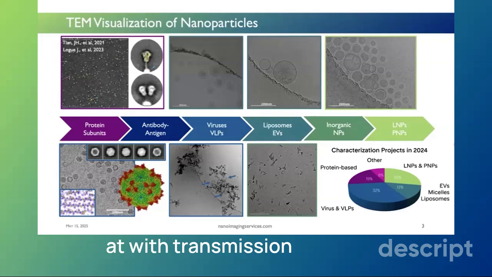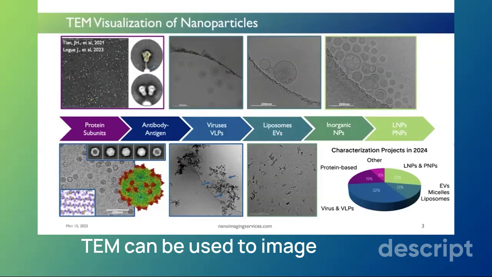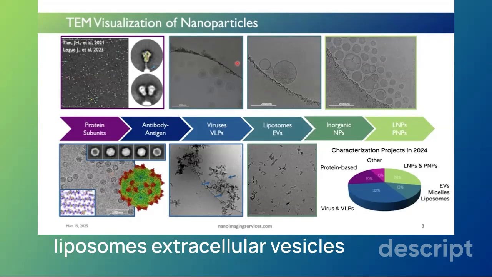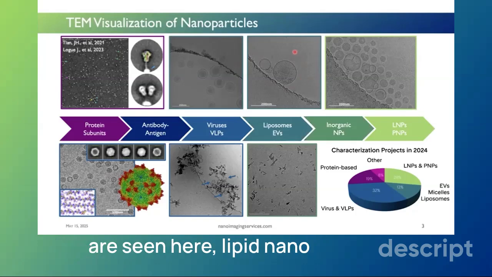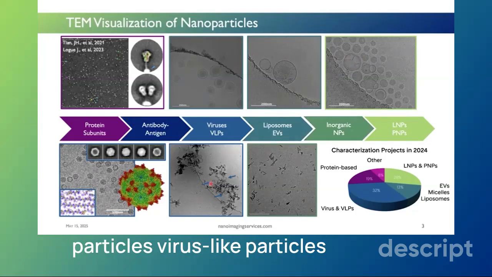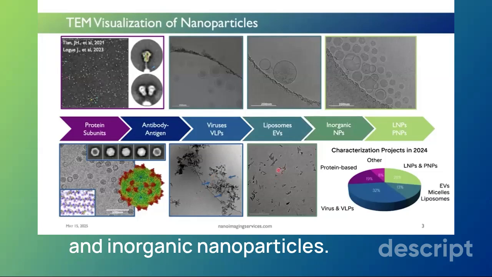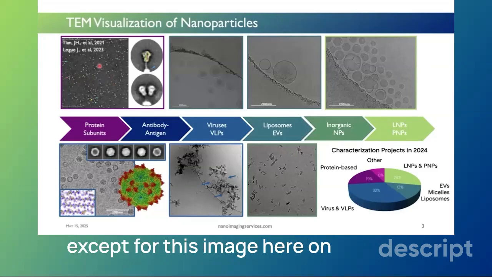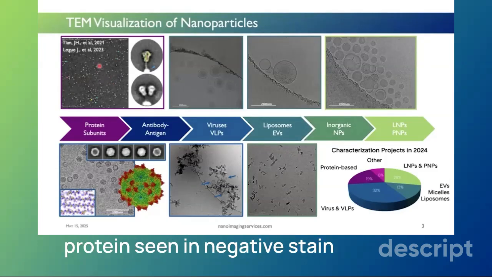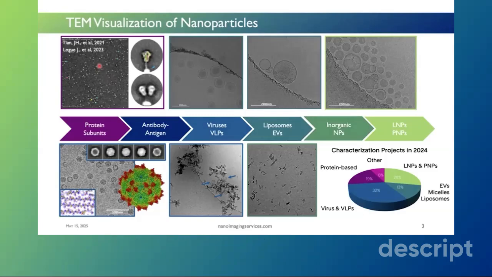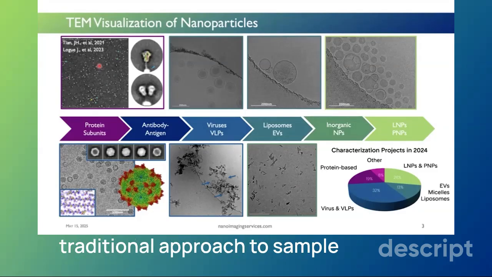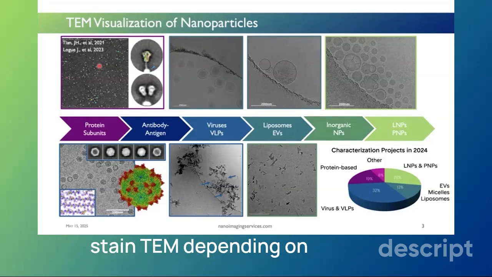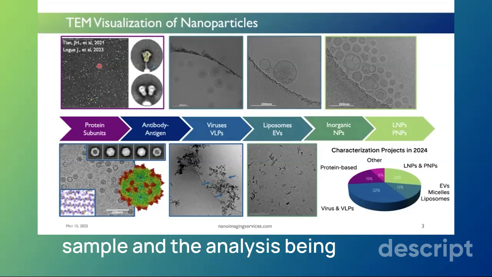So what do we look at with transmission electron microscopes? TEM can be used to image a wide variety of samples, including proteins, viruses, liposomes, extracellular vesicles as seen here, lipid nanoparticles, virus-like particles, and inorganic nanoparticles. All the images seen here are examples of cryo-TEM, except for this image on the upper left, and that's a protein seen in negative stain transmission electron microscopy. Negative staining is a more traditional approach to sample preparation for the transmission electron microscope. We choose between cryo-TEM and negative stain TEM depending on which approach best suits the sample and the analysis being done.